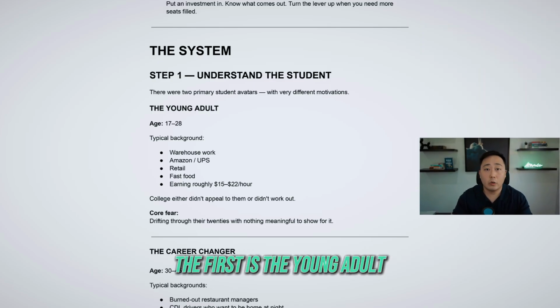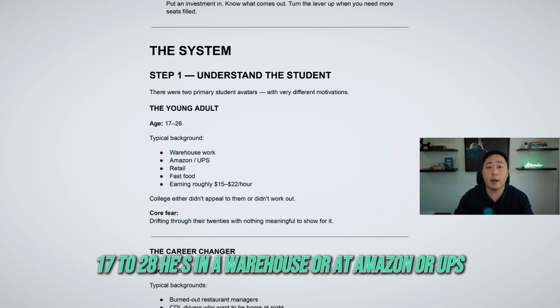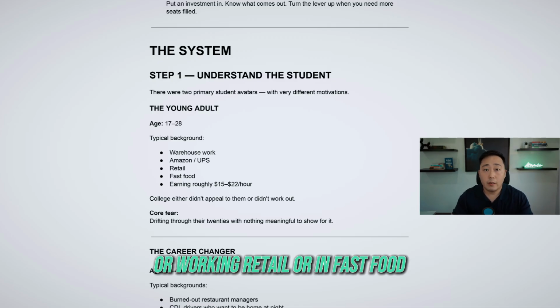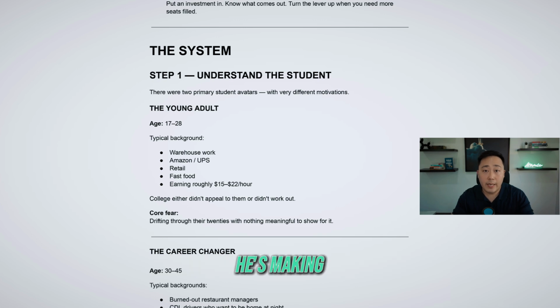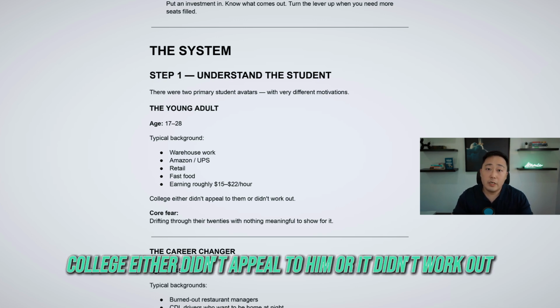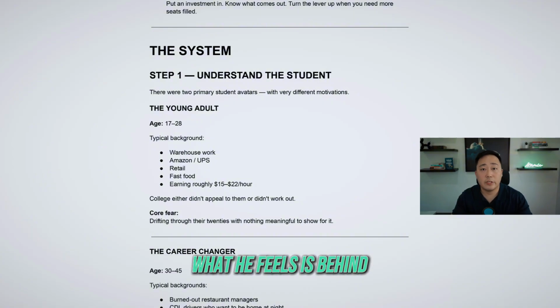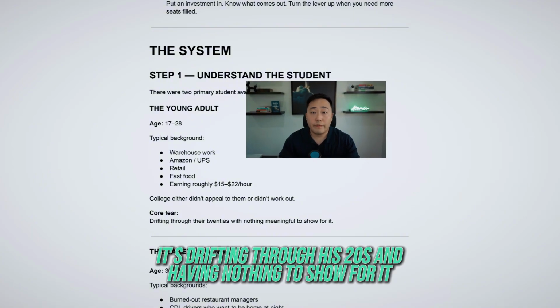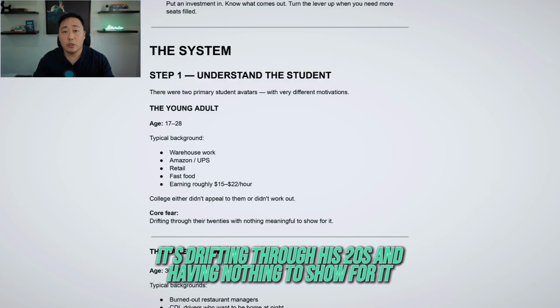The first is the young adult, 17 to 28. He's in a warehouse or at Amazon or UPS or working retail or in fast food. He's making $15 to $22 an hour. College either didn't appeal to him or it didn't work out. What he feels is behind. His fear isn't failure. It's drifting through his 20s and having nothing to show for it.